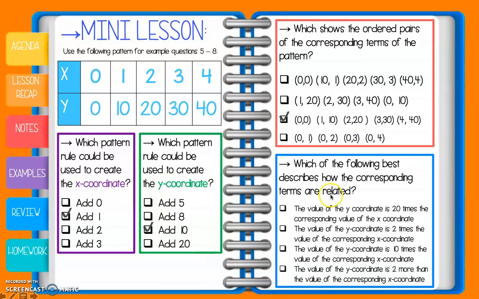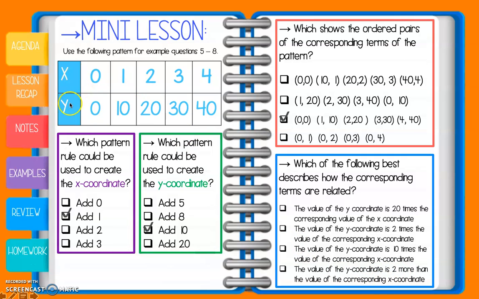All right, so let's take a look at this question. It says, which of the following best describes how the corresponding terms are related? So, first one here says y coordinate is 20 times the x coordinate. B says the y coordinate is 2 times the x value. C says the y coordinate is 10 times the value of the x. And then the last one says the y coordinate is 2 more than the value of the corresponding x.